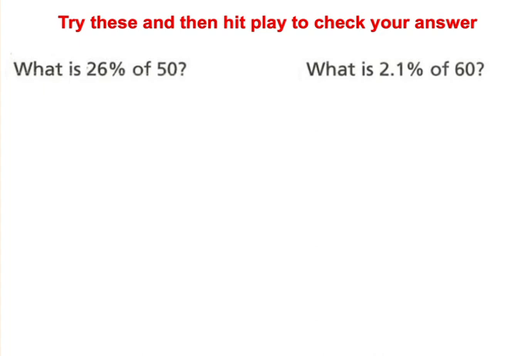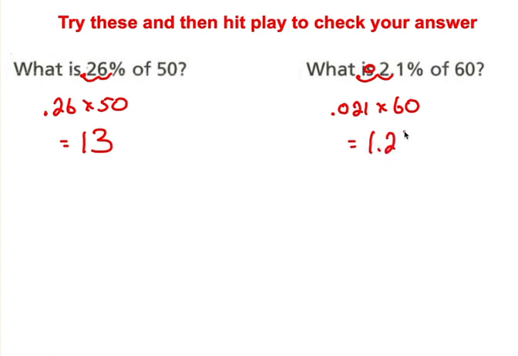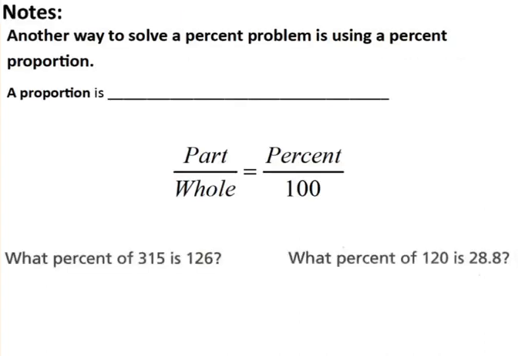All right, so for this one, we're going to make it into 0.26 times 50, which is 13. Here, we're going to make it into a decimal. So 0.021 times 60 is equal to 1.26. So check your answers, see how you did. If you made a mistake someplace, check them. See if you can figure out where did you get off track. And then see how you can fix it going forward.